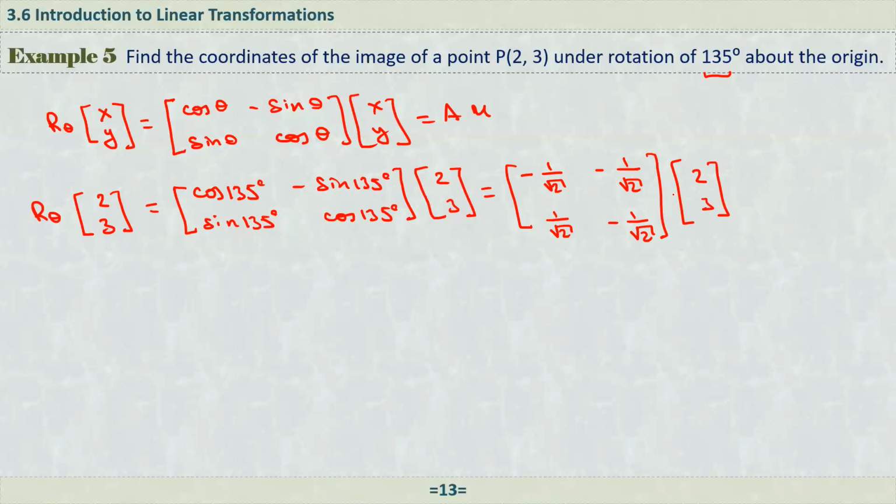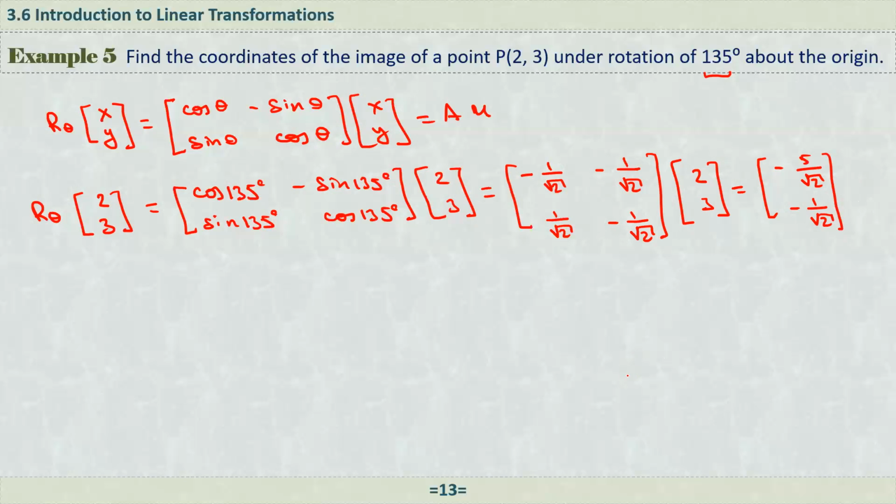So now if you just multiply this, what do we have here? Here we have 2 times this plus 3 times this. So that's just 5, so here we have minus 5 over square root of 2. And how about here? Here we have 2 minus 3. So here we have only 1. That is minus 1 over square root of 2.